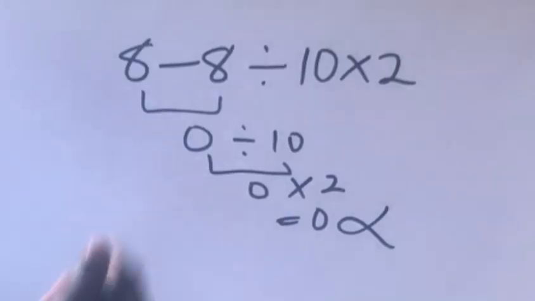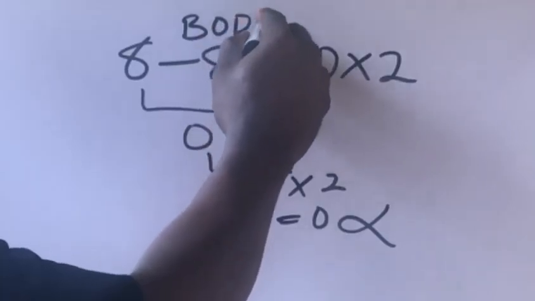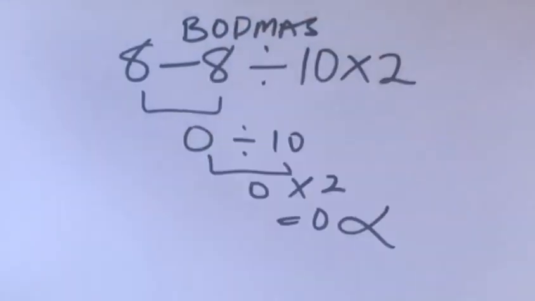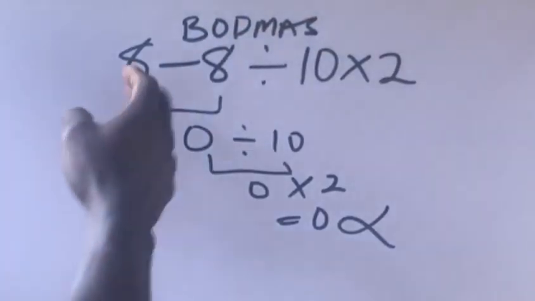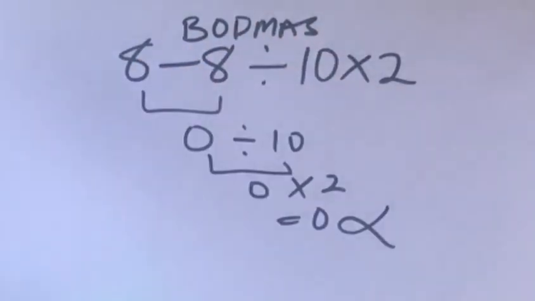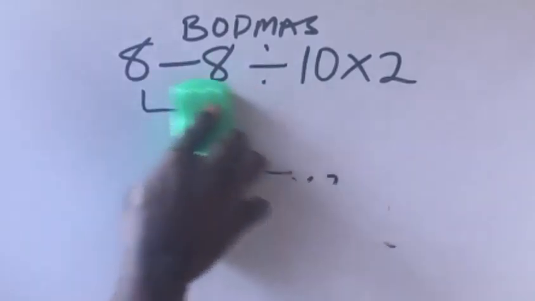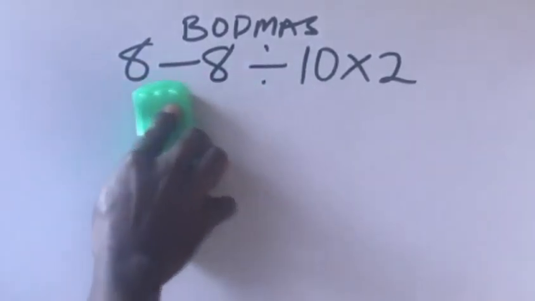According to the order of operations, you have to solve brackets, division, multiplication, addition, and subtraction from left to right. So let's solve it correctly.